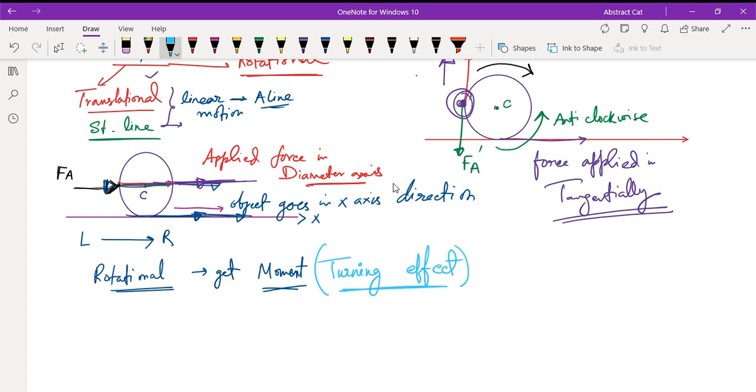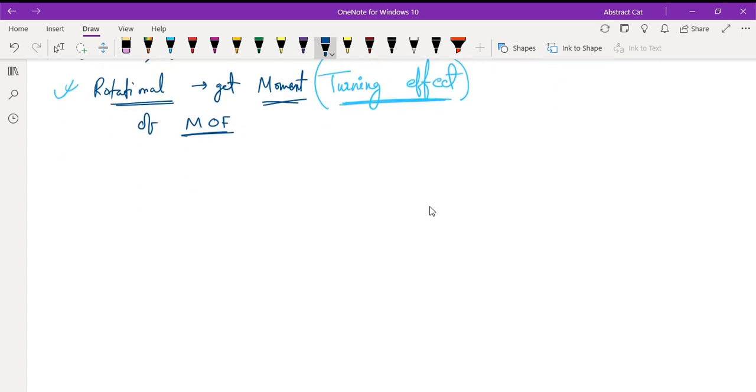Turning: the body gets turned or its position changes. When someone stands here in some rotation, if the body goes down, the person now looks like this. In case of this, someone is standing here at some distance. There is a rotation, meaning a turning effect, called a moment of force. So what is moment of force? Another name of the moment of force is torque.